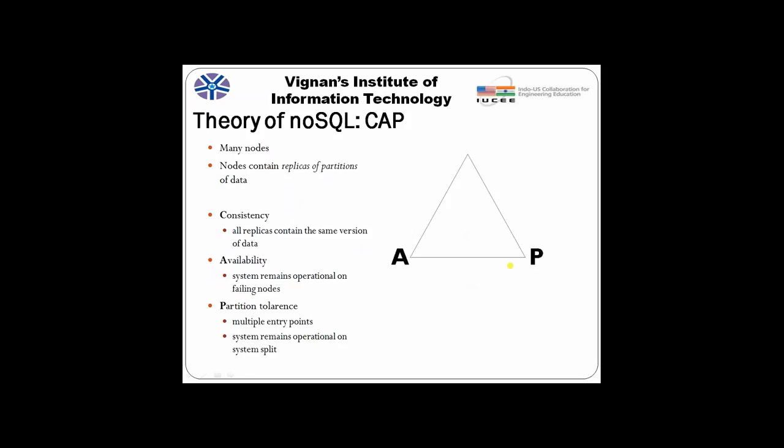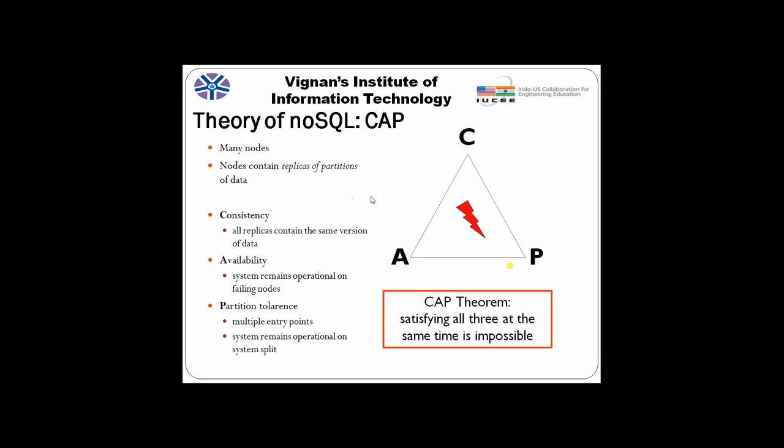Yes, the most important is the theory of NoSQL. The theory of NoSQL is based on CAP. CAP stands for consistency, availability, and partition, where P is partition. So the theory of NoSQL is based on CAP: consistency, availability, and partitions.